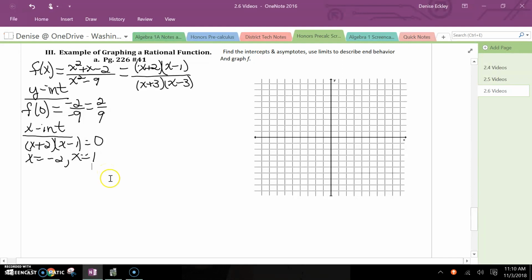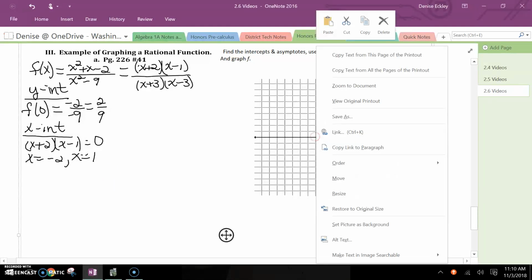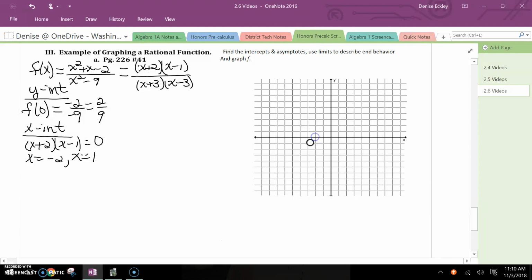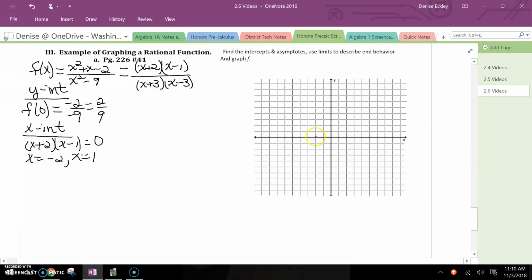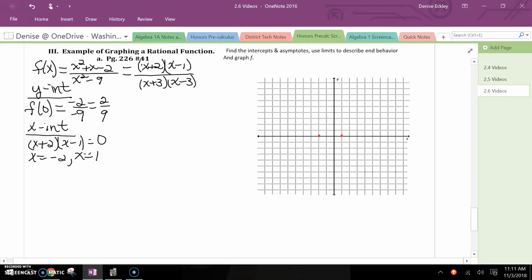So I have an x-intercept at negative 2, and another one at 1. And then I have a y-intercept at 2/9, which I am going to count by 3's on my y scale here. So that's going to be a 1 right there. So 2/9 would be right there.